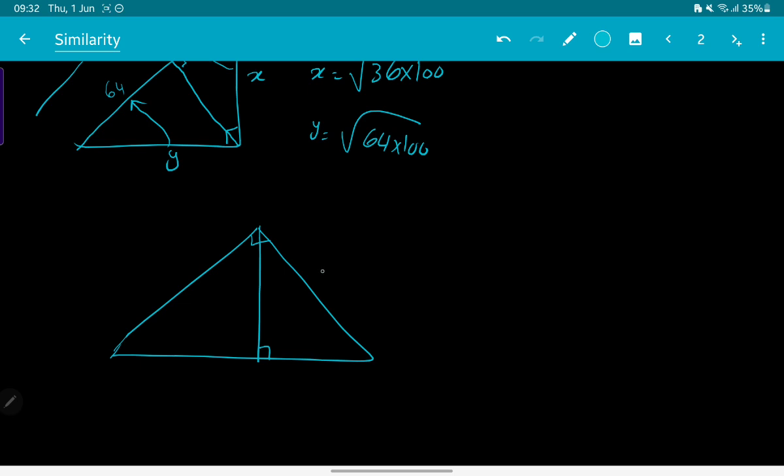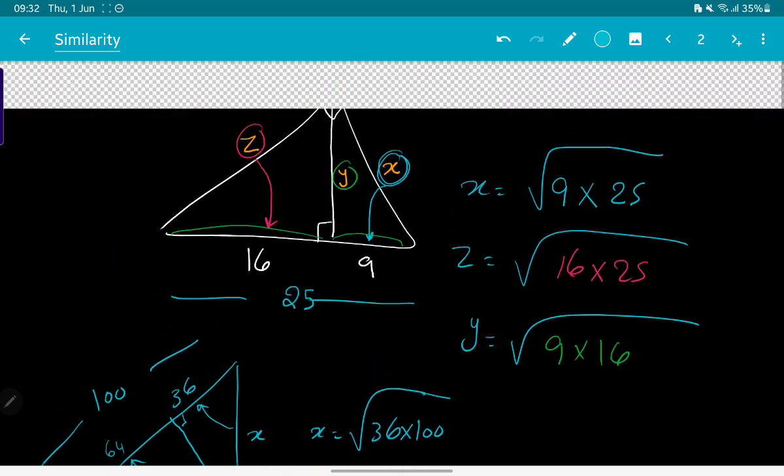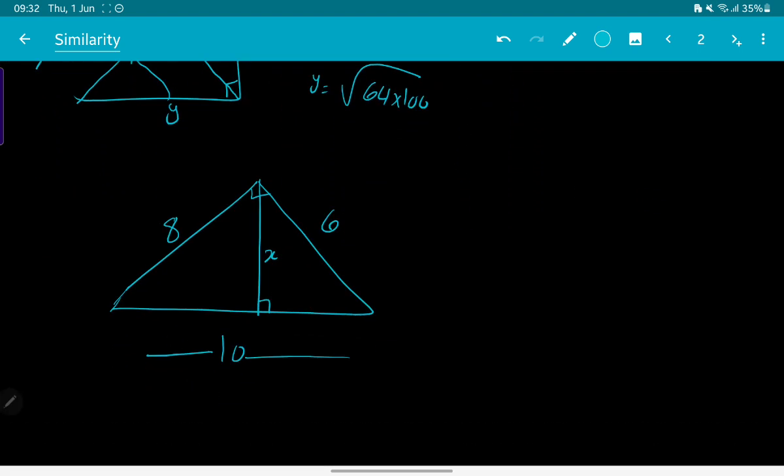If you have, for example, 6, 8, and this is 10, and we need to find x, when you think this way, you cannot find the value of x, because x is the root of this part with this part, but here we don't have them. So we have a different rule to find x here. The rule is to multiply 6 and 8 and divide this by 10. And this is everything about similarity that we studied in the class.